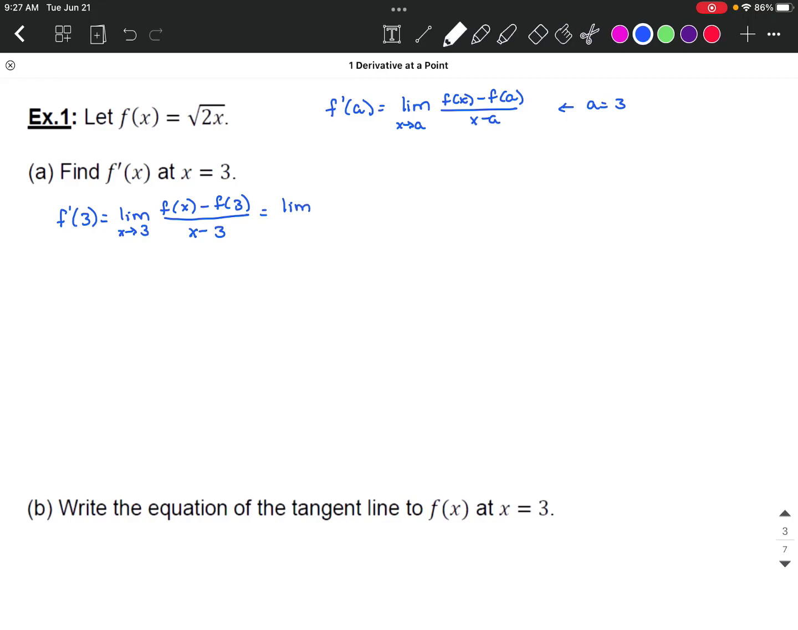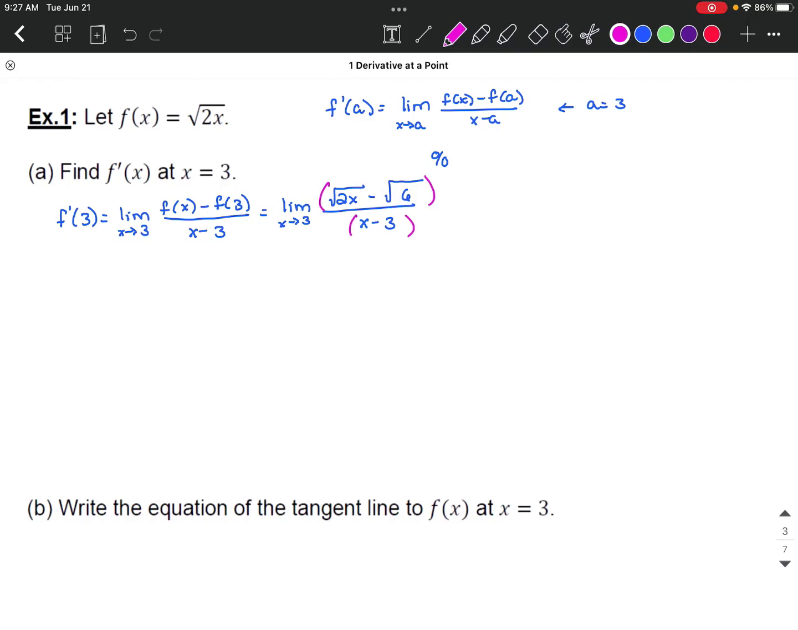So we have the limit as x approaches 3. Now f of x is the square root of 2x minus f of 3 is the square root of 2 times 3, which is the square root of 6, over x minus 3. Now, if I try to substitute in the 3, on the bottom, I can see I'm going to get 3 minus 3, which is 0. But check the top. I'm going to have the square root of 6 minus the square root of 6. I'm getting 0 over 0, which means more work to do.